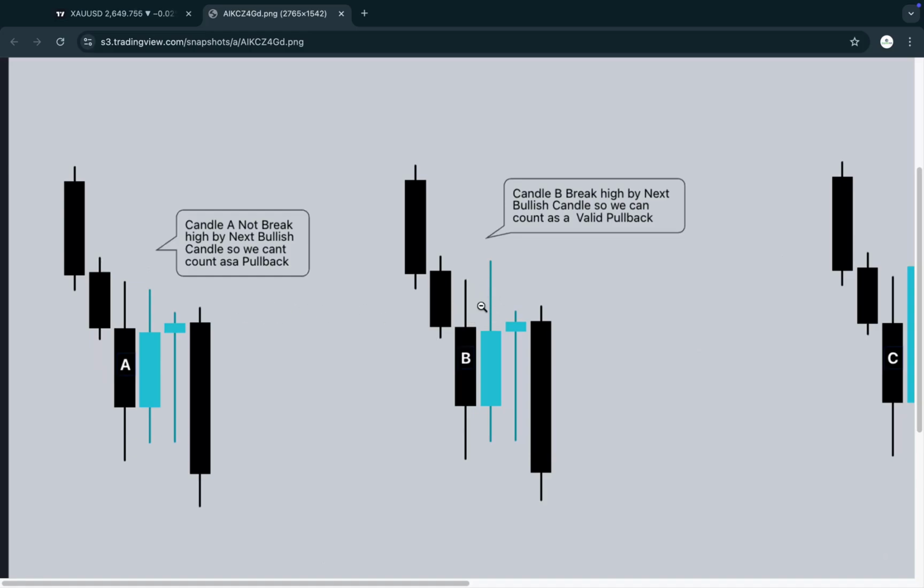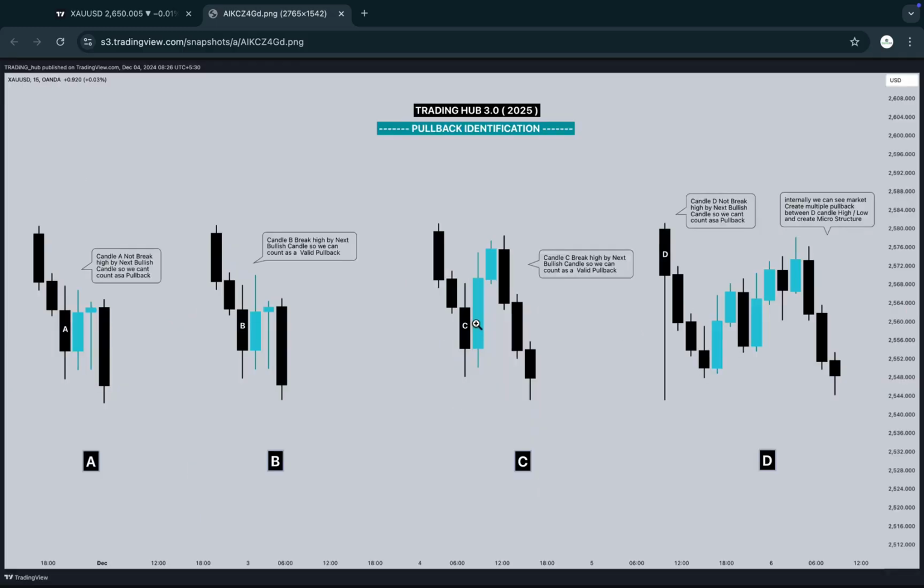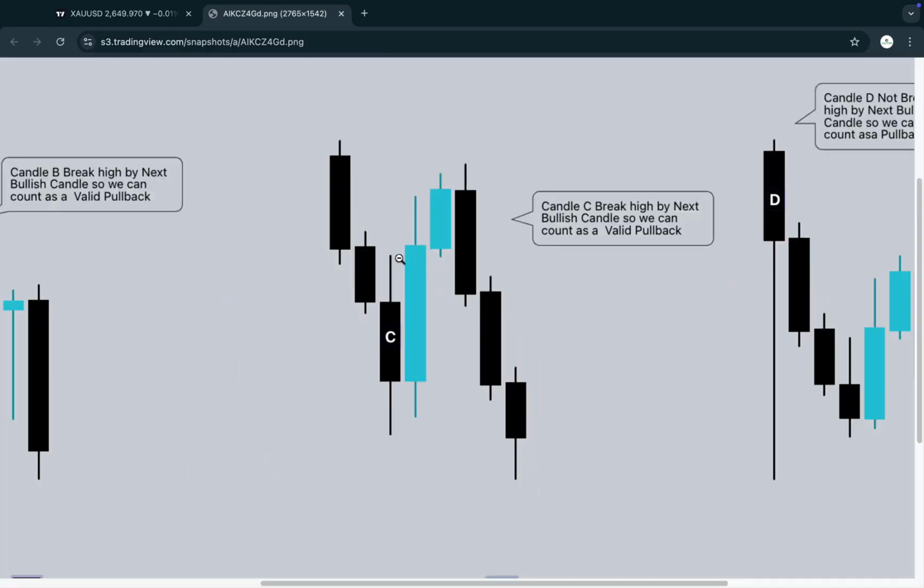As we can see in diagram B, look at this one. In this case, the B candle breaks the previous candle high. It means the bullish candle breaks the previous candle high, so this is also a valid pullback. And the same thing is applicable here in our diagram C. The C candle high is broken by this bullish candle, again a bullish candle, and then the market went down. So this one is also counted as a valid pullback. It means the market sweeps the previous high and closes above it. In both scenarios, this becomes a valid pullback.